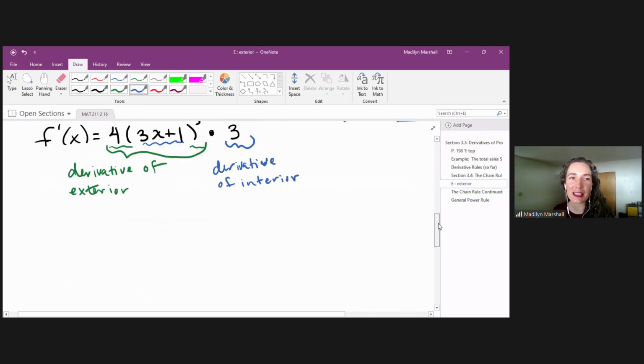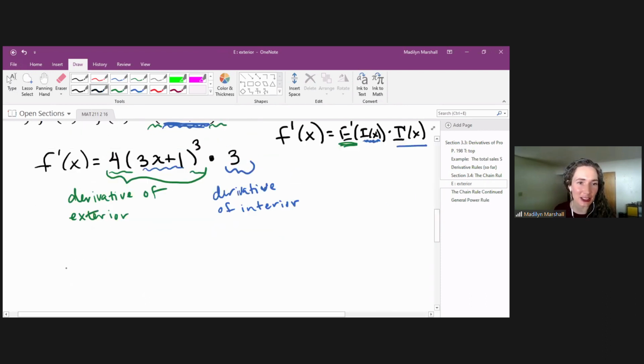And we do have one little last bit to do here, which is that we should simplify this. We have that 3 multiplied at the end, which can multiply with the 4. So we really should get 12 times (3x plus 1) cubed.